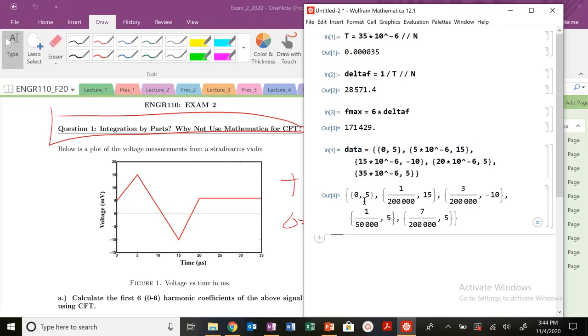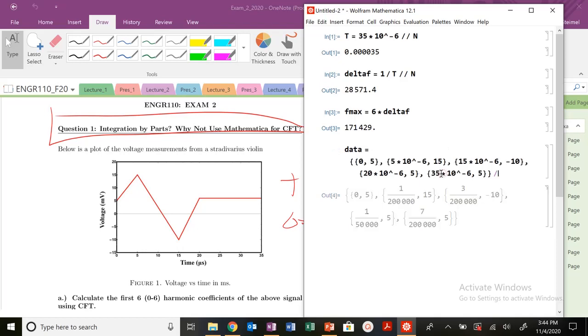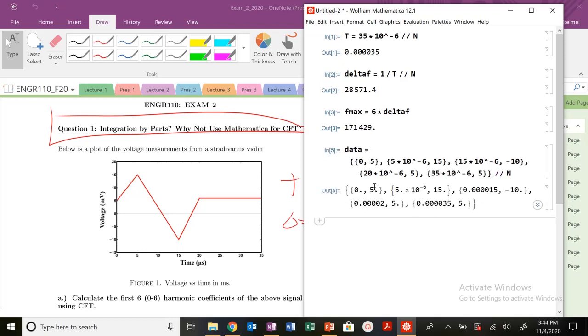Let's double check. So 0, 5. Let's look at this numerically. At 5 microseconds, we're 15. At 15 microseconds, we're minus 10. At 20 microseconds, we are 5, and then 5 again. So let's go ahead and calculate our harmonic coefficients. To do that, we're going to have a sub n equals 2 over T, and we're going to have to integrate all these functions.